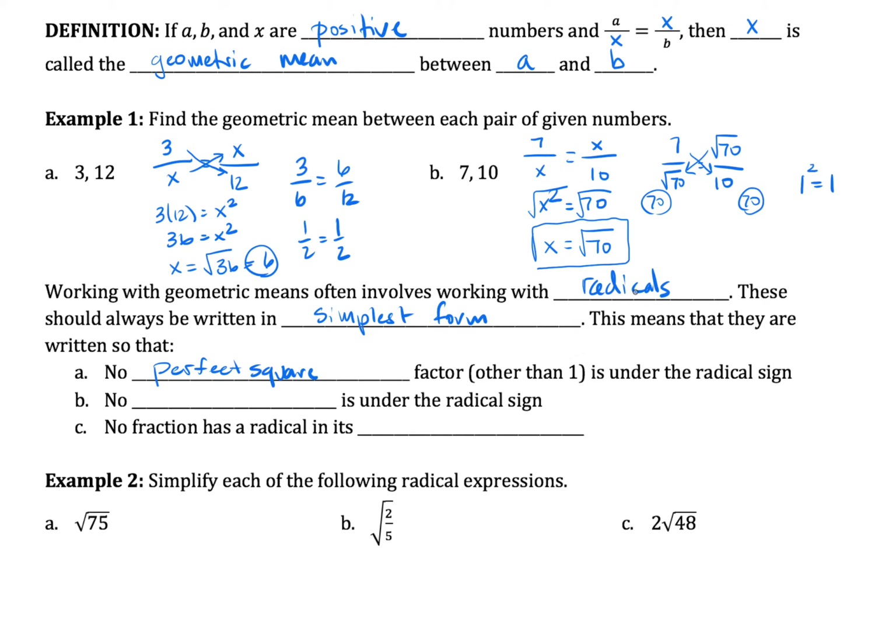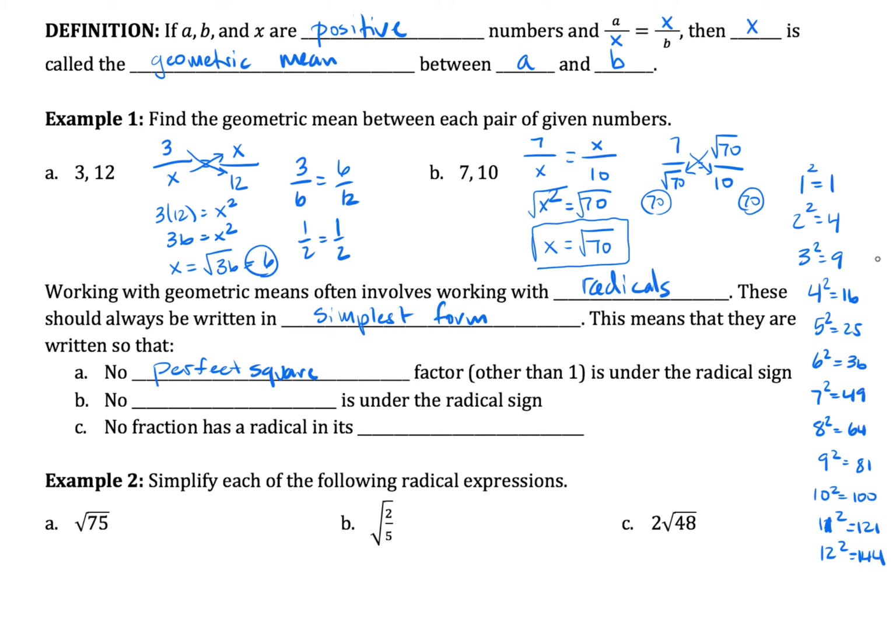It will always be there as a factor of whatever you have underneath that radical. But the other ones you're going to want to know, of course: 2 squared is 4, 3 squared is 9, 4 squared is 16, 5 squared is 25, 6 squared is 36, 7 squared is 49, 8 squared is 64, 9 squared is 81, 10 squared is 100, 11 squared is 121, and we'll go up to 12. 12 squared is 144.